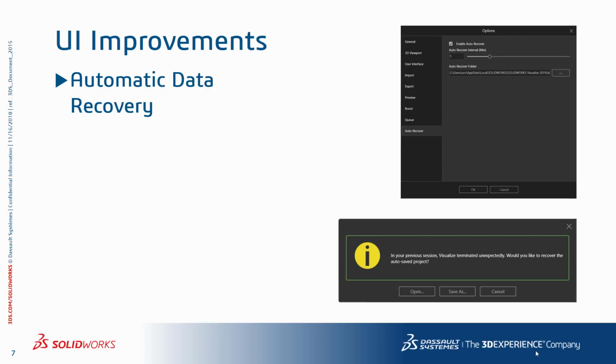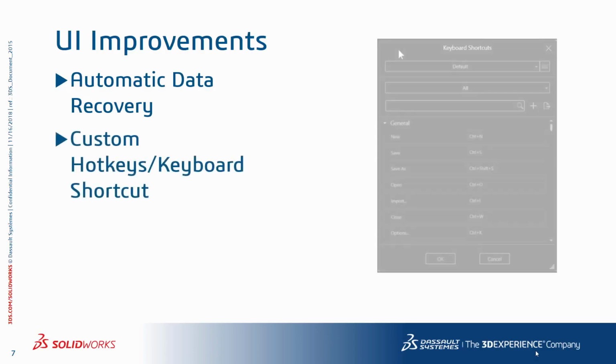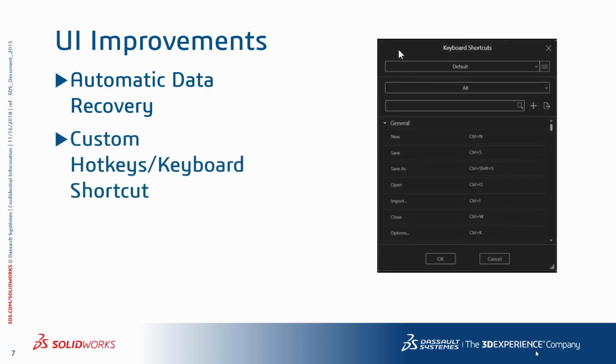This save actually happens on the back end. And as soon as you open up Visualize the next time, you see the prompt at the bottom there that says if you'd like to open the project or just save the project as a new file type and open up a different project. We also have custom hotkeys and keyboard shortcuts.